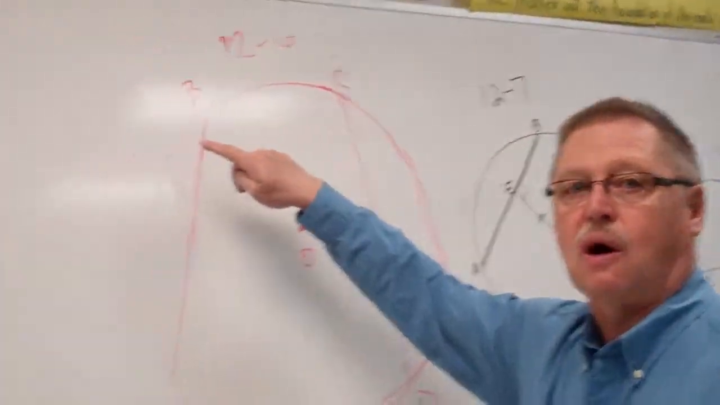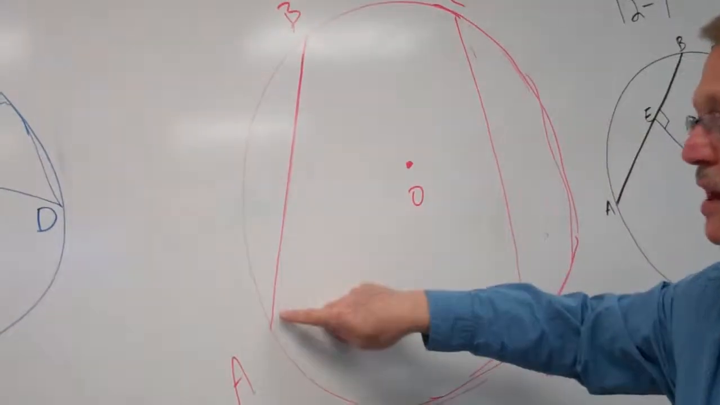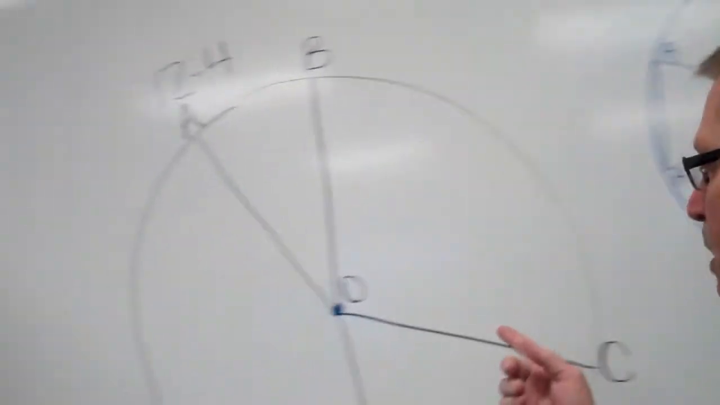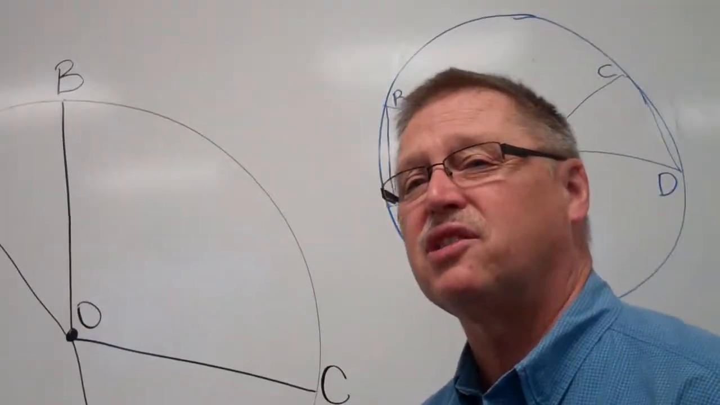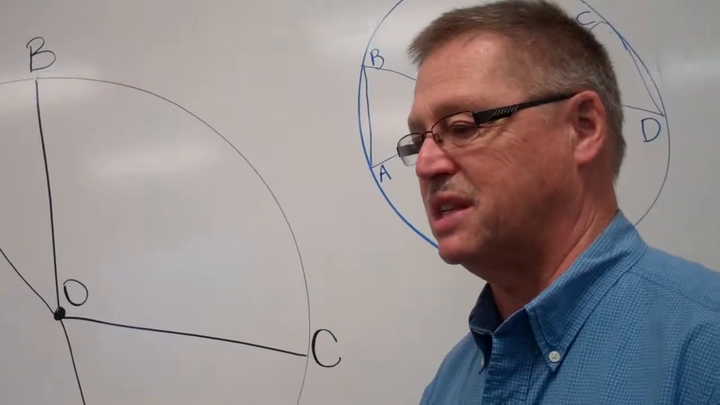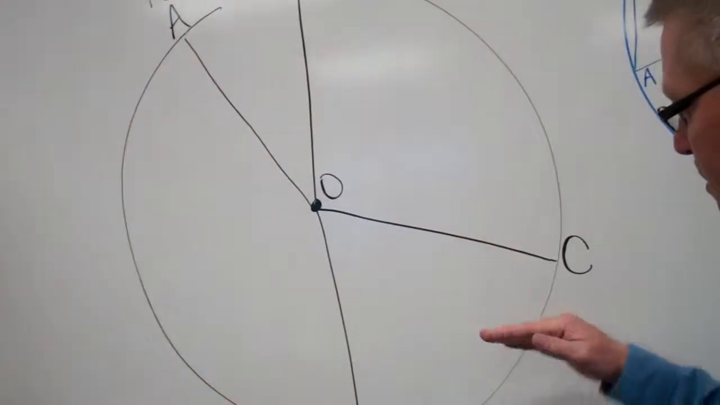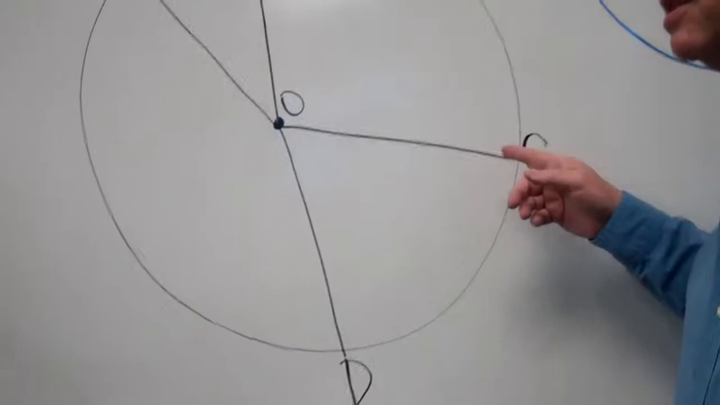Chord. Something like this is a chord: a segment with its ends on the circle. We're talking chord? That's what I mean. Then we're also going to be talking about central angles. We've had that before. Those are angles with their vertex at the center. And then another term I'll be slinging around is intercepted. Notice how this angle catches arc CD. I'll probably just say it intercepts arc CD, and you'll know what I'm talking about.